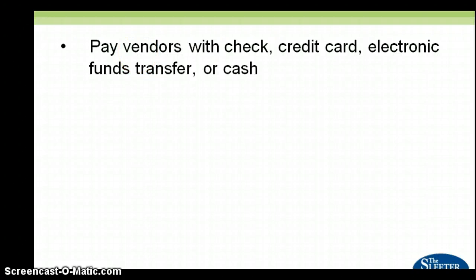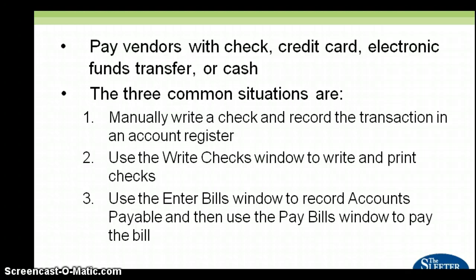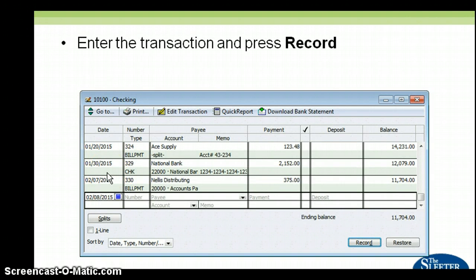Now you pay your vendors, and you obviously can pay them in several ways in QuickBooks, as in any other accounting software: check, credit card, electronic funds transfer, or cash. There are three situations in which you need to do that. One is when you manually write a check and you record a transaction in your account register, similar to Quicken that you probably have been aware of. But also, you can enter bills through the enter bills window in accounts payable and use pay bills to pay the bill, which seems to be the most straightforward and logical way to do it for the most part. But there are times when you want to just write a check in the checks window and then print it out, and that's the quickest way to do it. But either way, it's good. Nothing's wrong or right here. It's just a matter of preference and individual need.